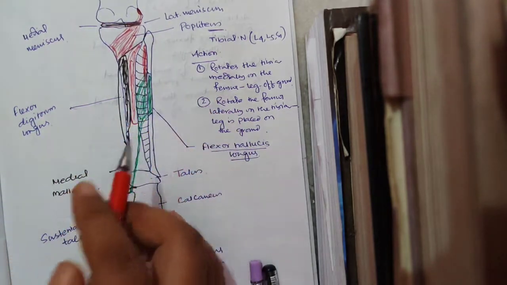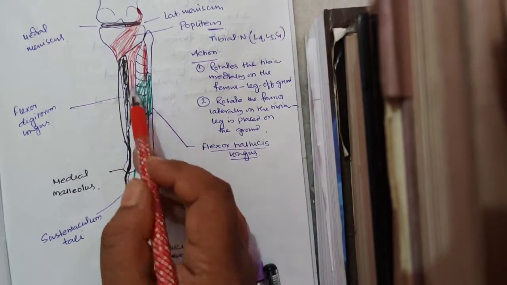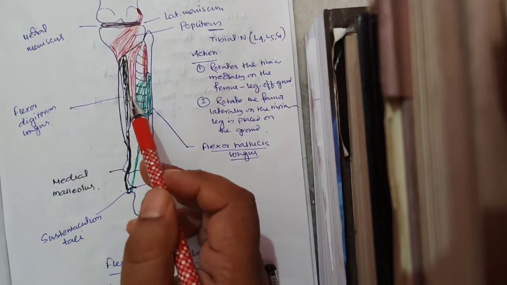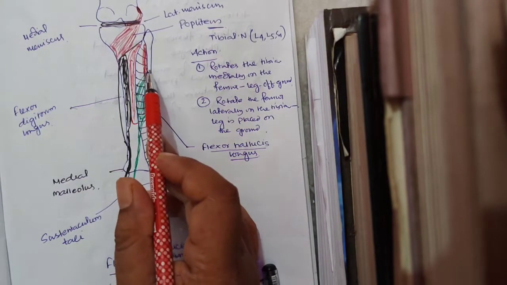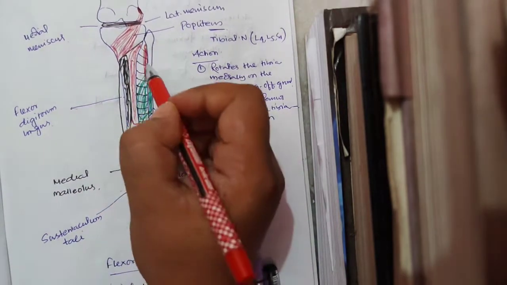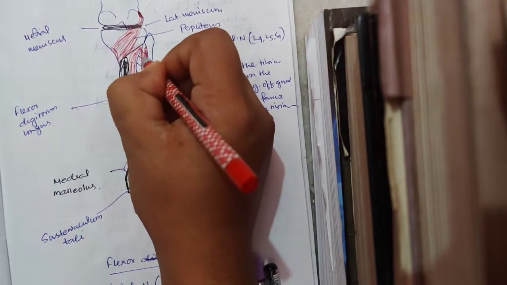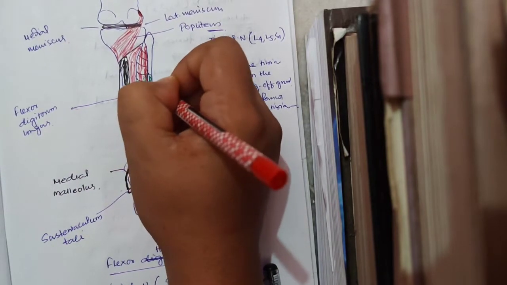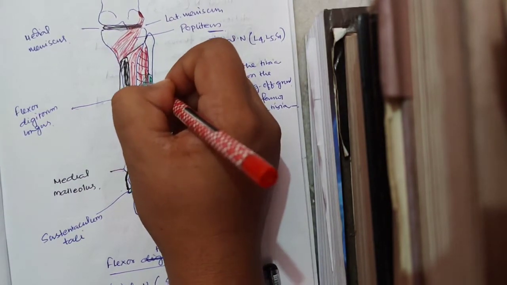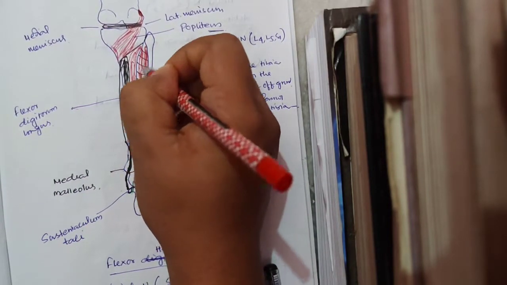Next, between the tibia and fibula there is a membrane called the interosseous membrane. So here, from the interosseous membrane, this muscle also originates. This one.